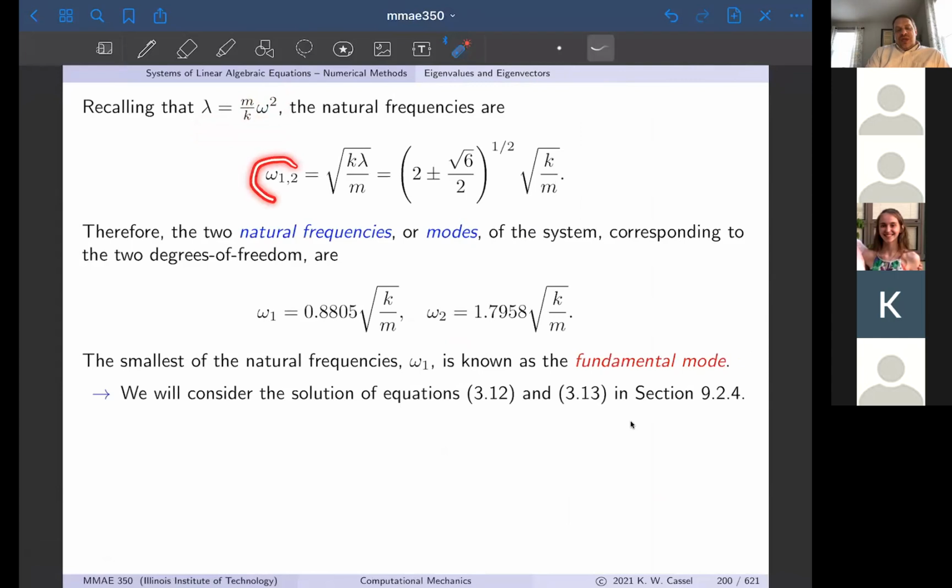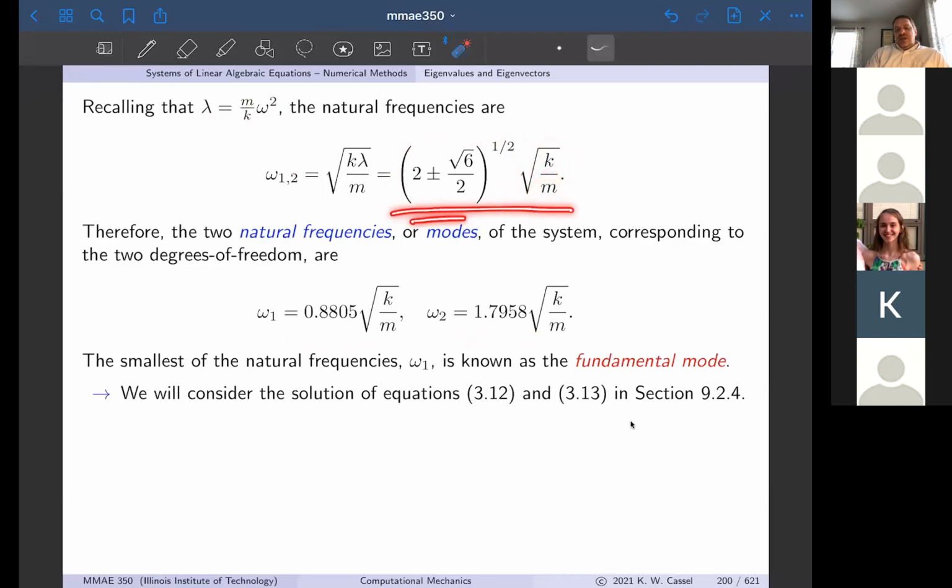Okay, so now remember the frequencies, omega, are related to the lambdas in this way. So I can solve for the omegas, and again, there are 2 of them. They are going to be the square root of k times lambda over m. So let me just keep the square root of k over m over here. Whatever the k is, whatever the m is, those are spring constants and masses. Then I have the square root of 2 plus or minus square root of 6 over 2 out front. Now if you get the numerical values of these, you get 0.8805 and 1.7958. So those are the 2 natural frequencies for a given spring constant k and a given mass m.